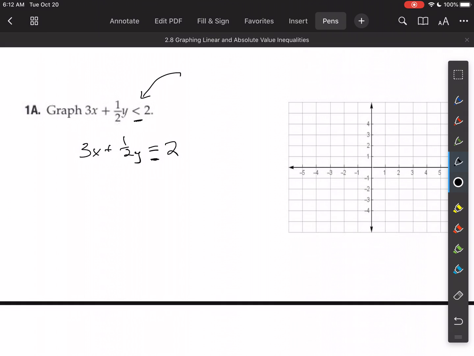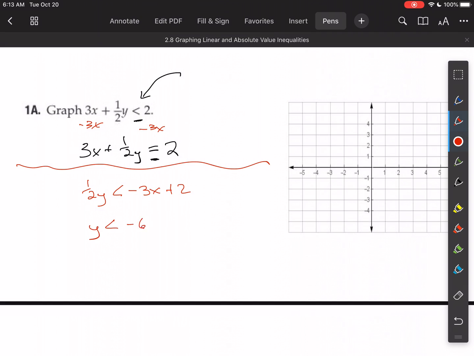So instead of plugging in zeros like we typically do, I'm going to encourage you to actually solve this and put it into slope-intercept form. Let's do that really quick. Let's get rid of that 3x from both sides so that we have 1/2 y is less than -3x plus 2. Then I'm going to multiply everything by 2, so y is less than negative 6x plus 4.